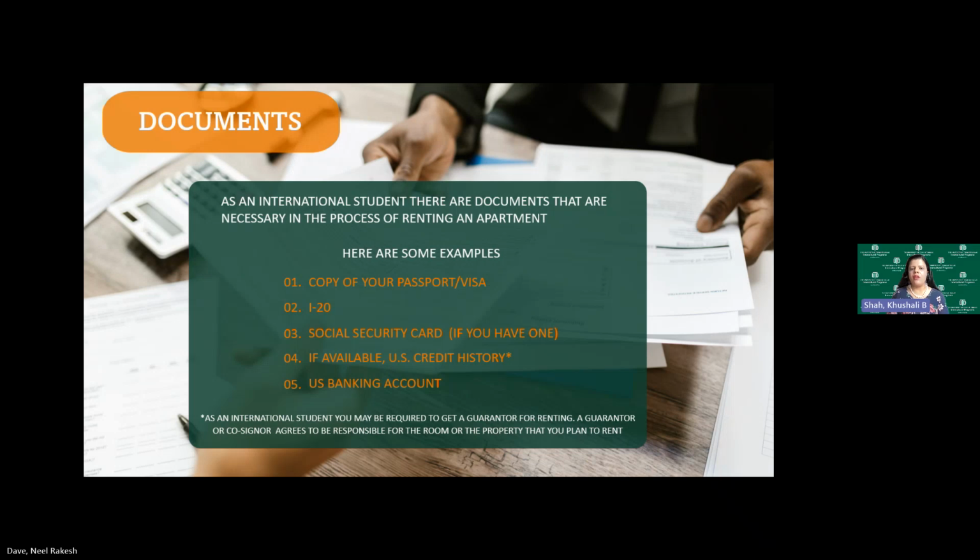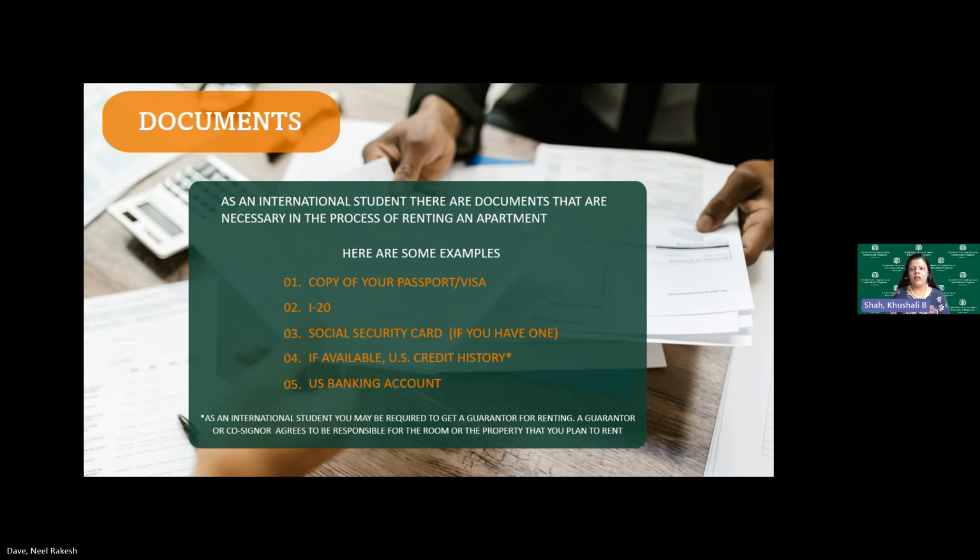Now, if you don't have a Social Security number or a U.S. credit history as an international student, that is completely fine because, like I mentioned earlier, they may give you the option of having a guarantor. So if you have a relative here in the U.S. who can co-sign the lease as a guarantor or a co-signer, you will be given that option. If you don't have a relative who can co-sign it or sign as a guarantor, that is completely fine too.